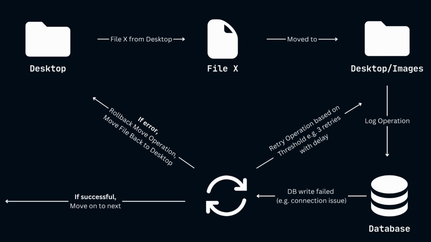Now, it could be that the database connection fails, or the SQLite database is corrupted. This way, we try that operation multiple times, and if it fails eventually, we have to roll back file X to its original location. This way, we are tracking every file operation or every file that has been moved. So if a user decides to revert the operation, we can revert it without much hassle.